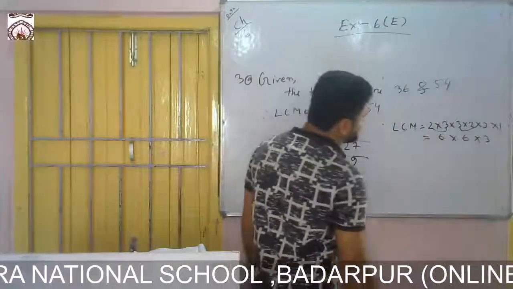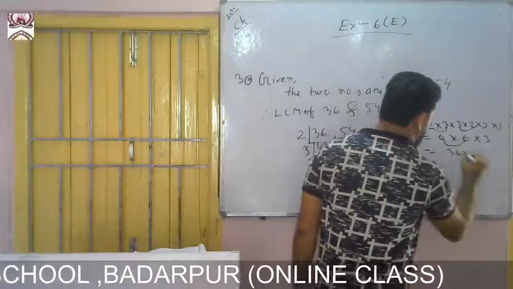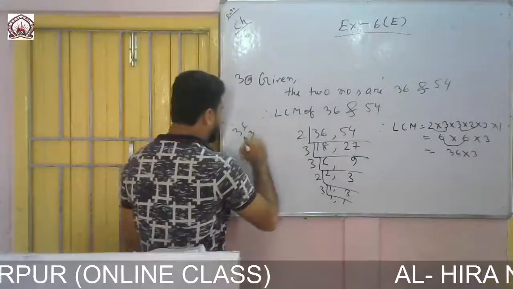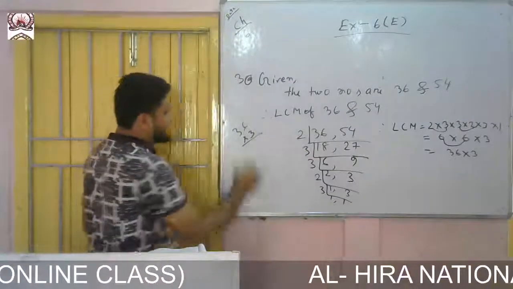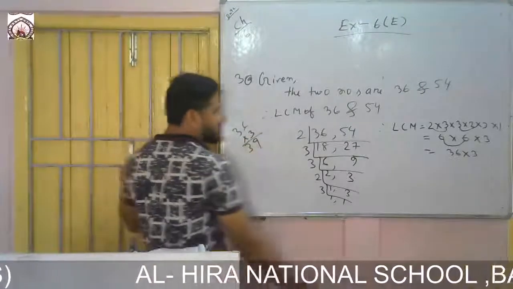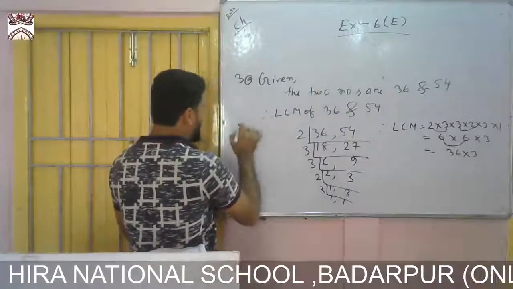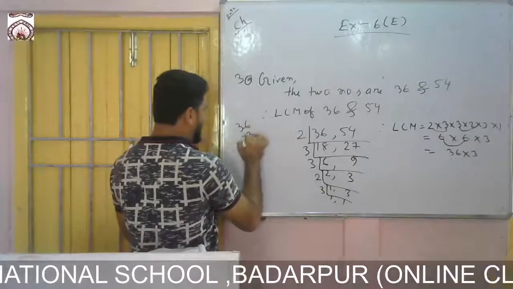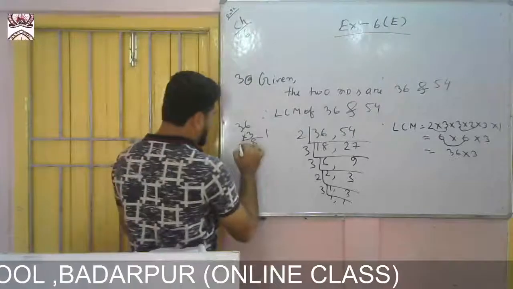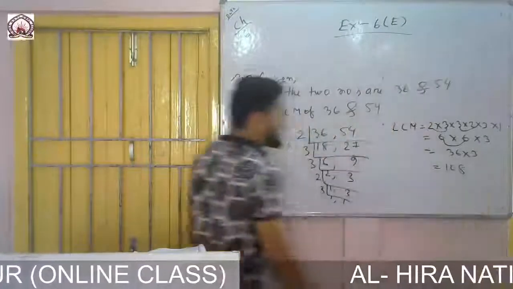So 6 6s are 36 into 3. So we need to multiply 36 into 3. So 6 3s are 18 and 1, 3 3s are 9 and 1 is 10, 108. So what we got, LCM equals 108.